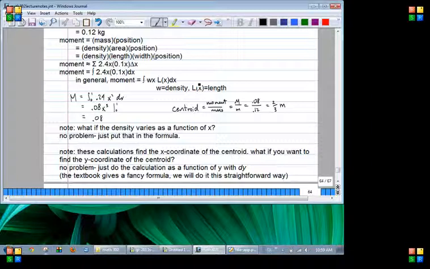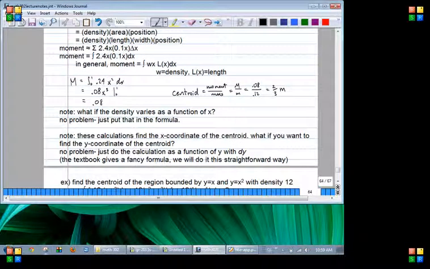So let's look at an example. Another example. Find the centroid of the region bounded by these two graphs, y equals x and y equals x squared, with density 12.